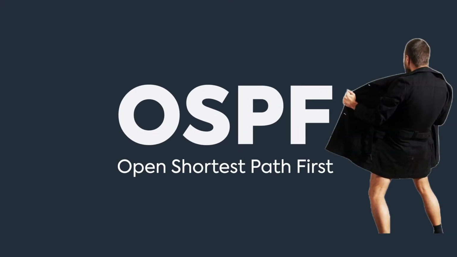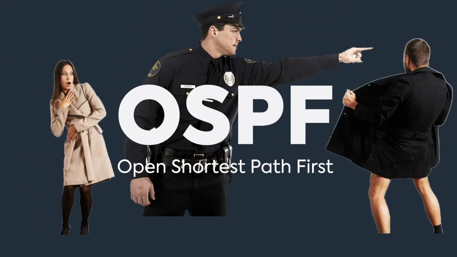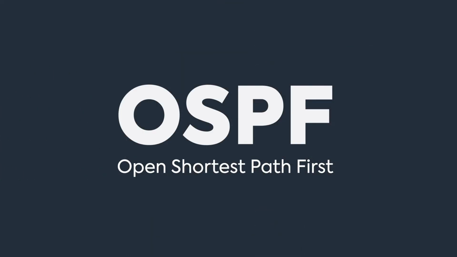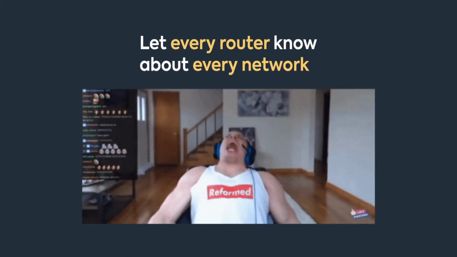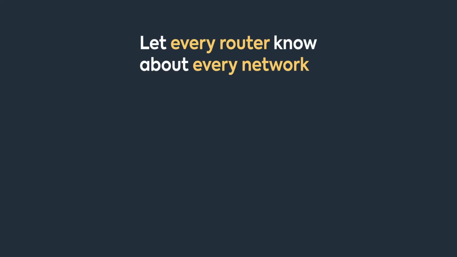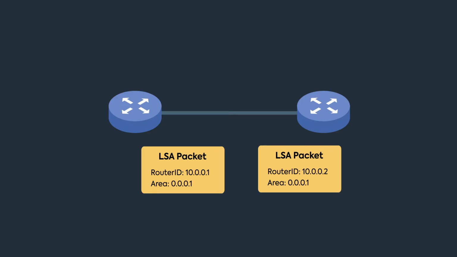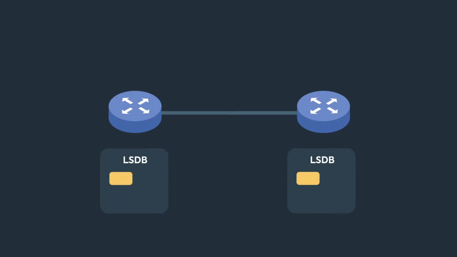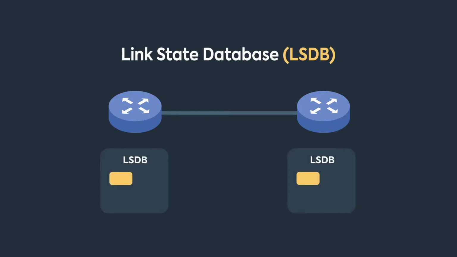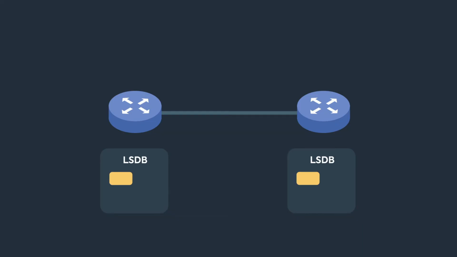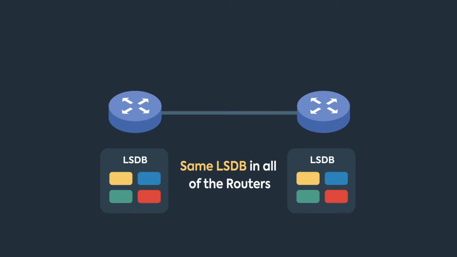OSPF is an open source interior gateway protocol which is used to route traffic within the autonomous system. It works on the principle of letting every router know about every network, and to do so, routers share the network information in LSA packets. These LSAs are stored in the database known as the link state database or LSDB, and the goal of OSPF is to have the same LSDB in all of the routers.